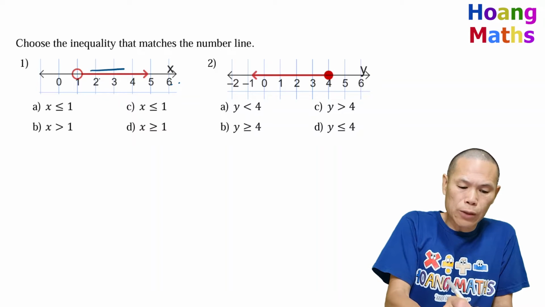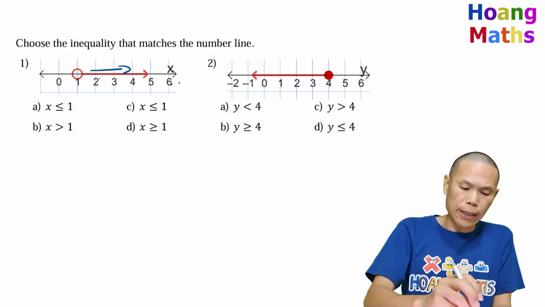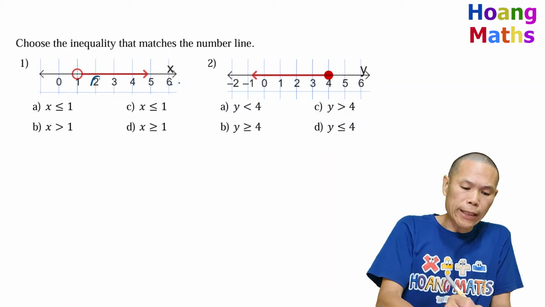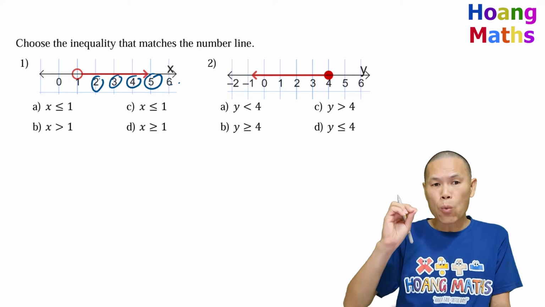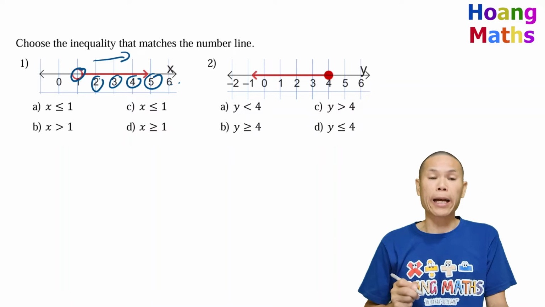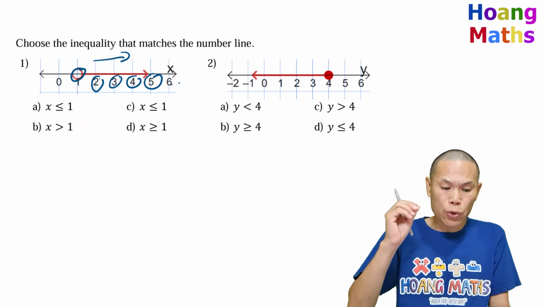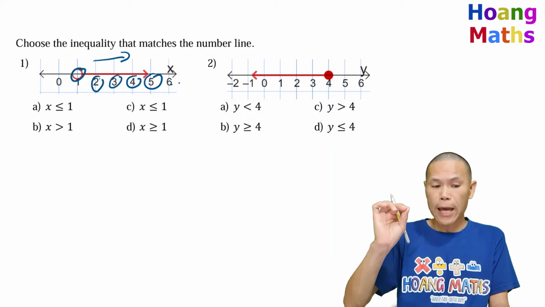it's going this way, right? Pointing to 2, 3, 4, 5, 6, and so on. So we know that these numbers here, they're all greater than 1, correct? Because it starts from here and it goes to this side. So these numbers here, 2, 3, 4, 5, 6, 7, and so on, they're all greater than 1.